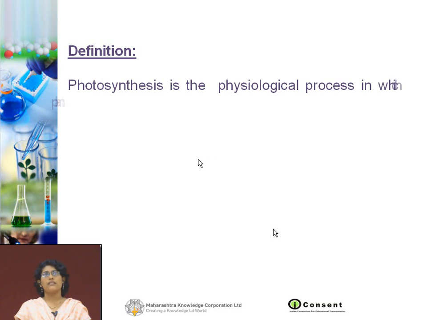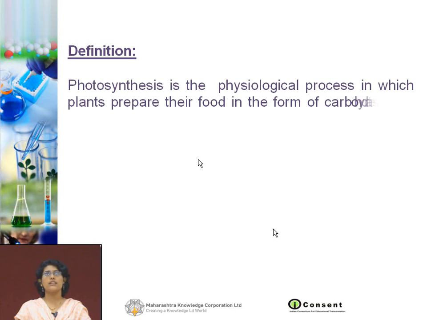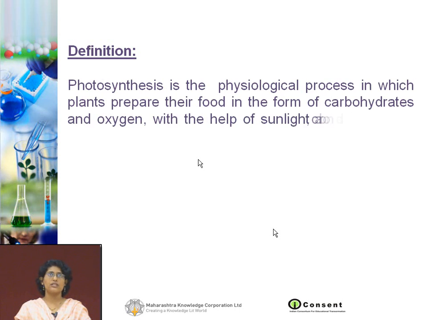First of all, what is photosynthesis? What is its definition? Scientists define it as: photosynthesis is the physiological process in which plants prepare their food in the form of carbohydrates and oxygen with the help of sunlight, carbon dioxide and water. So let us understand this definition. This looks much technical, but if you understand it, it is very much simple.